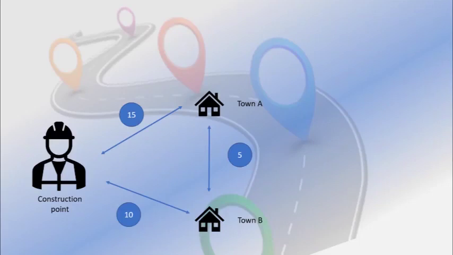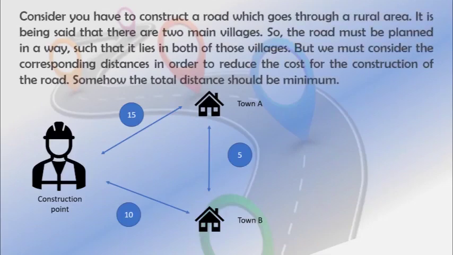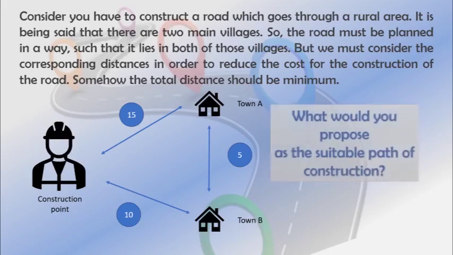Let's take a simple problem of finding a path which lies between two towns. Consider you have to construct a road which goes through a rural area. It has been said that there are two main villages, so the road must be planned in such a way that it lies in both of those villages. But we must not forget to reduce the cost of construction of the road. Somehow the total distance should be minimum. What would you propose as the suitable path of construction?